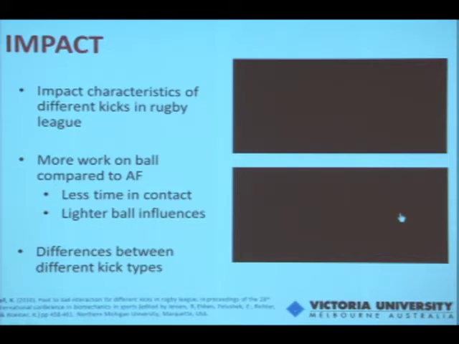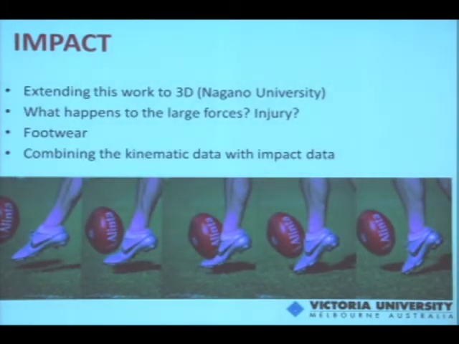But there were differences between different kick types, enough so to warrant a real shift in terms of the training that we were doing at that stage. We were concentrating on one sort of kick. We shifted it on to doing a lot of different kicks to make sure we tapped in on all these subtle differences that existed between the rugby league kicks.